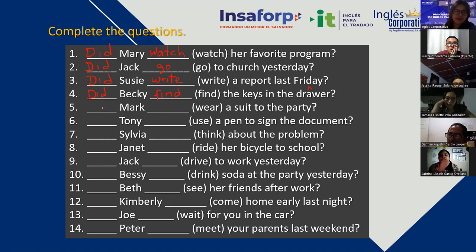Number five. Did Mark wear a suit for the party? A suit includes a jacket and pants, right? To be very formal. Okay, suit. Okay. Jacket and pants, that's suit. Number six. Yes, sir.